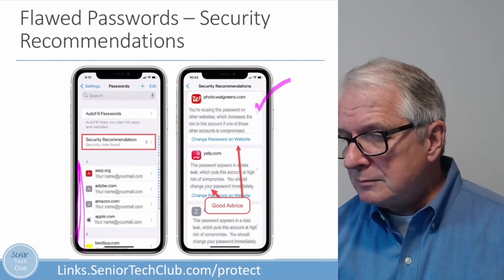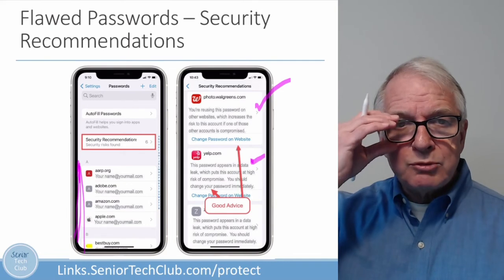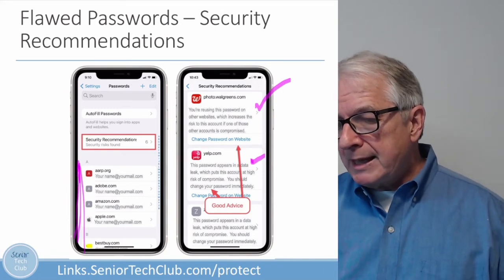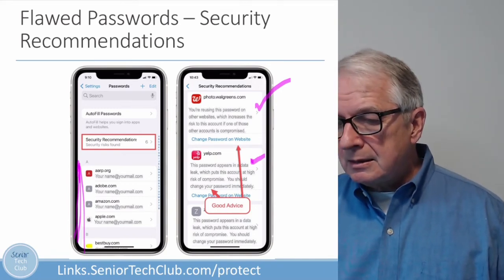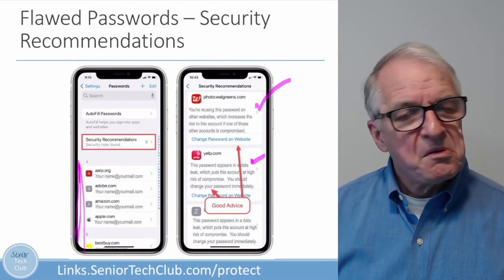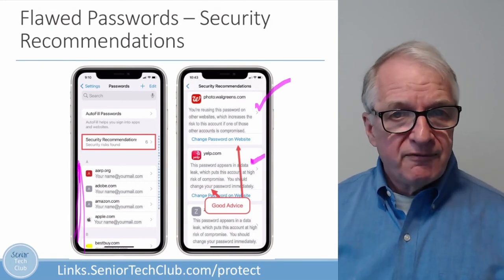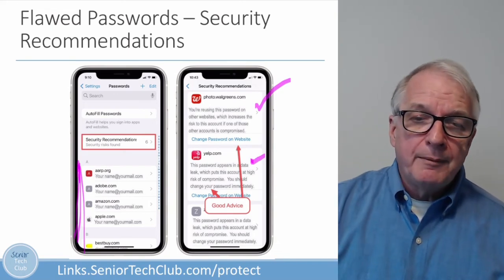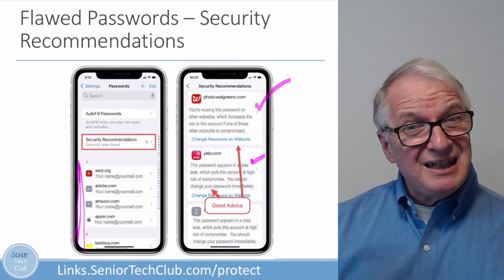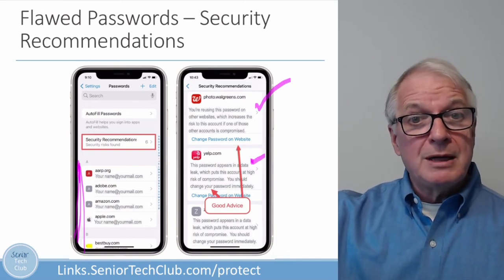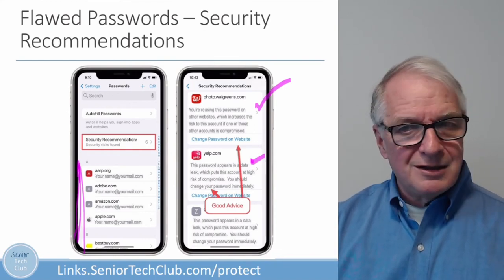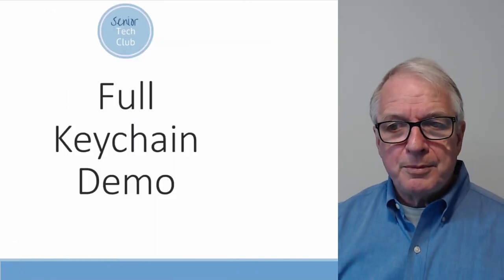Here's another one, for Yelp.com. Yelp is where I occasionally go to get recommendations. And it says here that this password appears in a data leak, which puts this account at high risk. I'm willing to tolerate that. It's just Yelp. I don't do any financial transactions on Yelp. I guess I probably should change it. But this is a place where Keychain is basically telling me, hey, this password is out there. You might want to change it. These security recommendations are good, and the nice thing about it is they're just integrated right into this process.